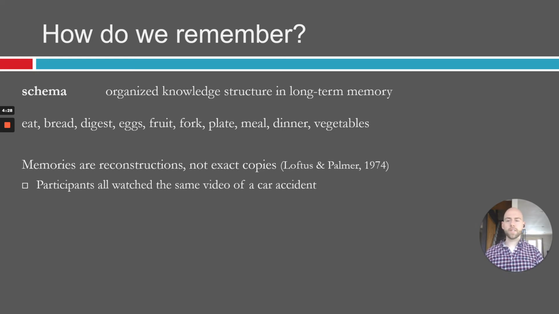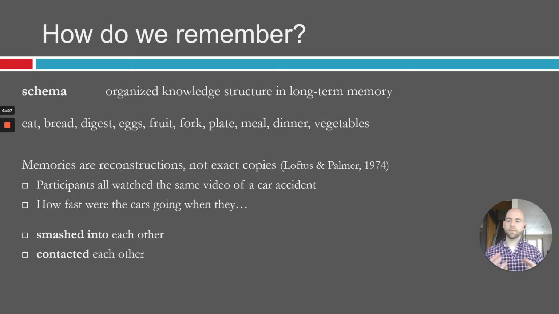And this relates to the memory reconstruction process, because your schemas are guiding your attention and they're guiding the things that come to mind for you. And your schemas can change the way that you remember things. So, very famous study: Elizabeth Loftus, who's actually still a very active and influential memory researcher. She conducted a study where she showed participants all the same video of a car accident. The only thing she varied, she randomly assigned how she was asking people a question. She asked, how fast were the cars going when they smashed into each other?